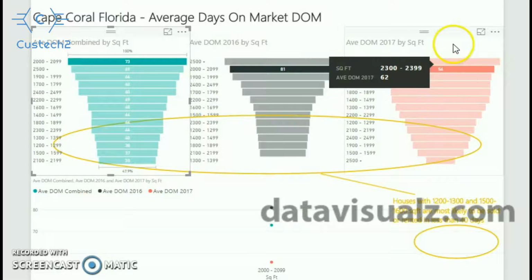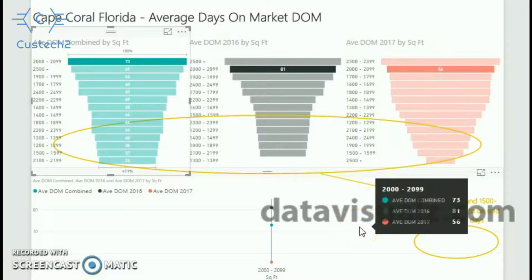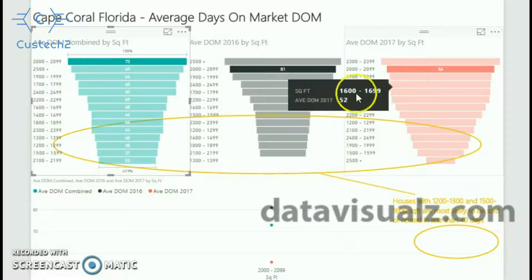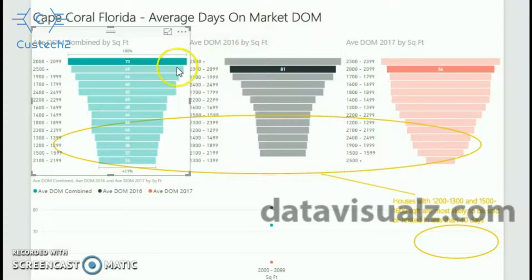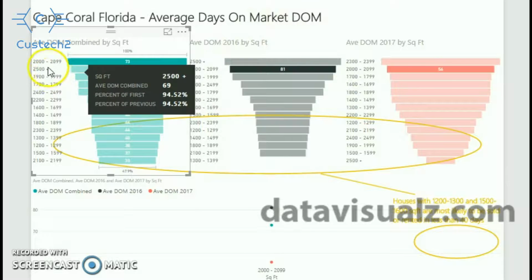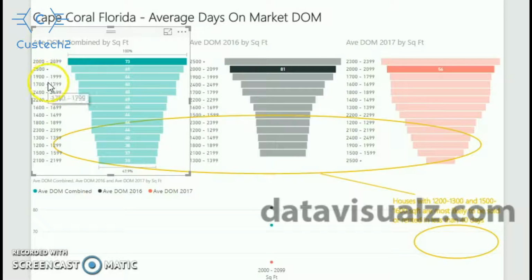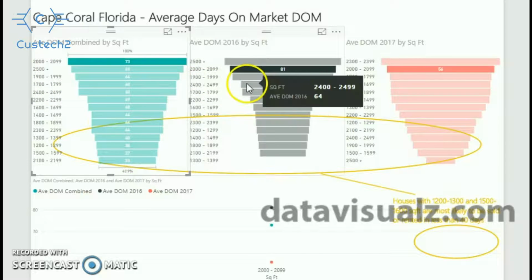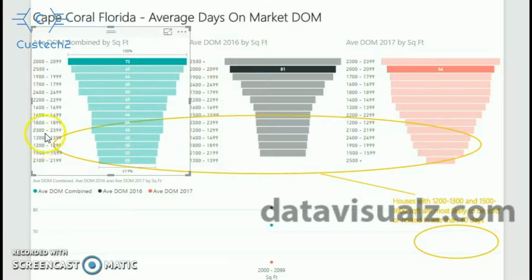In 2017, days on market for 2100 square feet houses have been decreasing, but still they are around 73 on average. And on top you can see that houses with bigger size are having more days on market on an average basis, whereas on the lower side you can see that houses with smaller size have comparatively very few days on market.